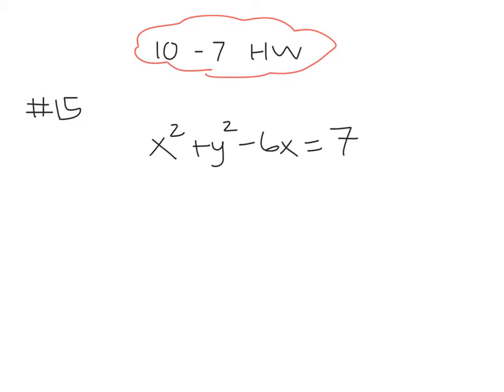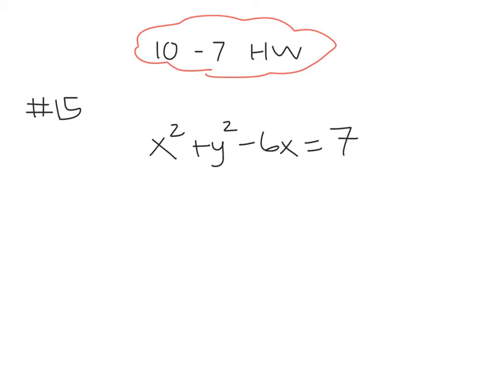I've gotten a few questions about homework 10-7, especially 15, 16, and 17. So I'm going to make a little video on 15 and another video for 17. The question says find the center and the radius of the circle whose equation is x squared plus y squared minus 6x equals 7.